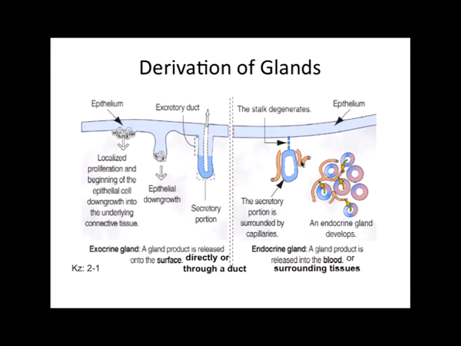The endocrine glands lose their attachment to the surface and they become very highly vascularized. So in glands like the pancreas, where you have both an endocrine and a major exocrine component, you'll have major ducts still connected to the epithelia lining the tubular portion of the tract, and also islands of endocrine cells that are surrounded by a very extensive capillary network.